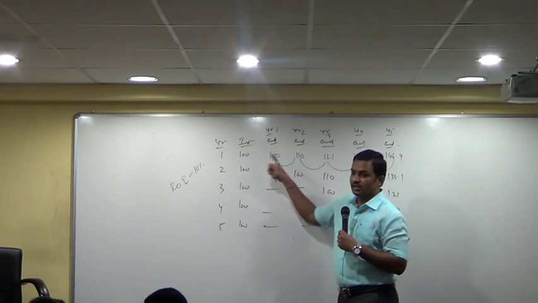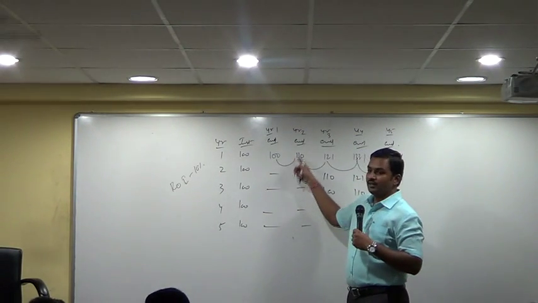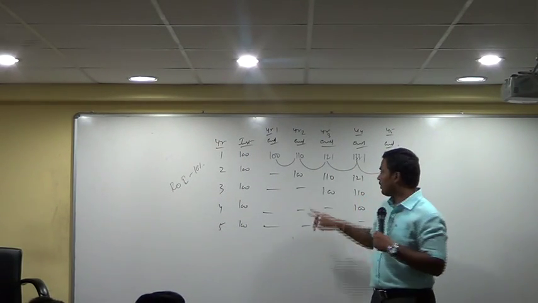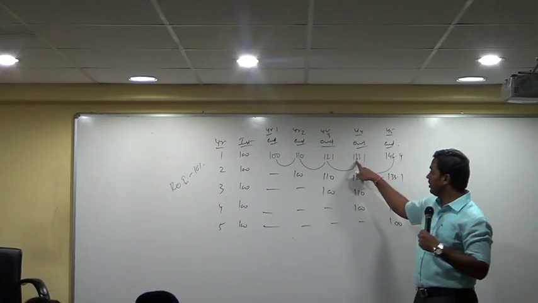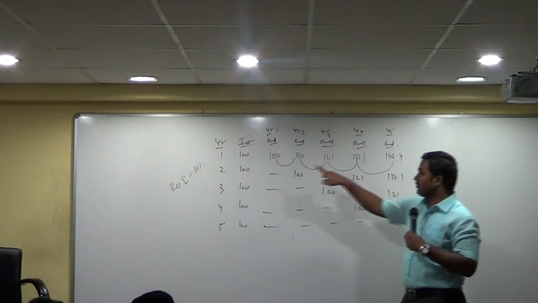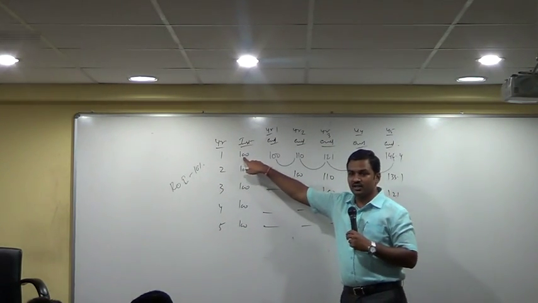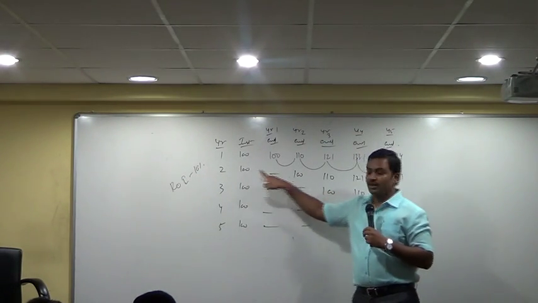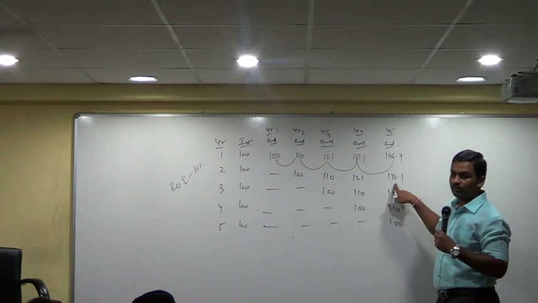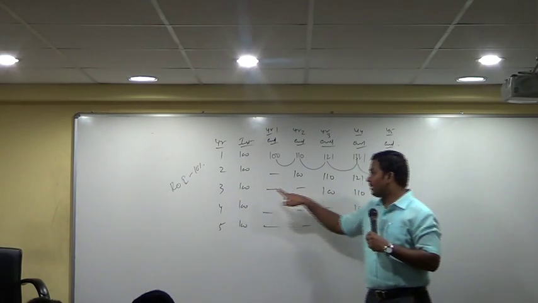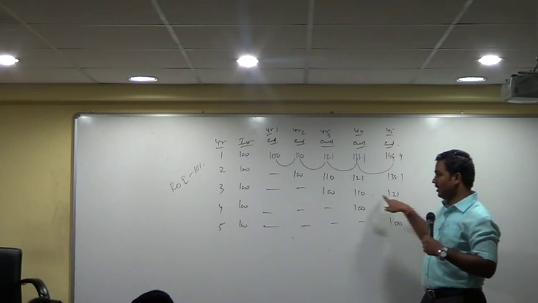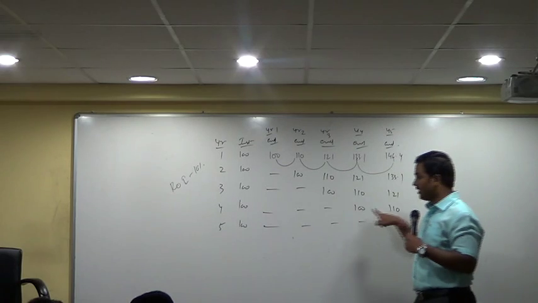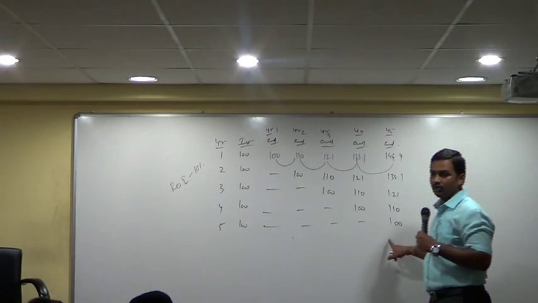First year I have deposited 100. This amount will become 110 by second year. This amount will become 121 by third year. Just use a calculator. 121 plus 10%, 133.1 plus 10%, 146.4. So if you deposit 100 at the end of first year, you are going to get this amount at the end of fifth year. Second year if you deposit 100, by the end of fifth year you will get 133.1. Third year if I deposit 100, by the end of fifth year I will get 121. If I deposit 100 at the end of fourth year, I will get 110 at the end of fifth year. If I deposit 100 at the end of fifth year, I am going to get only 100.